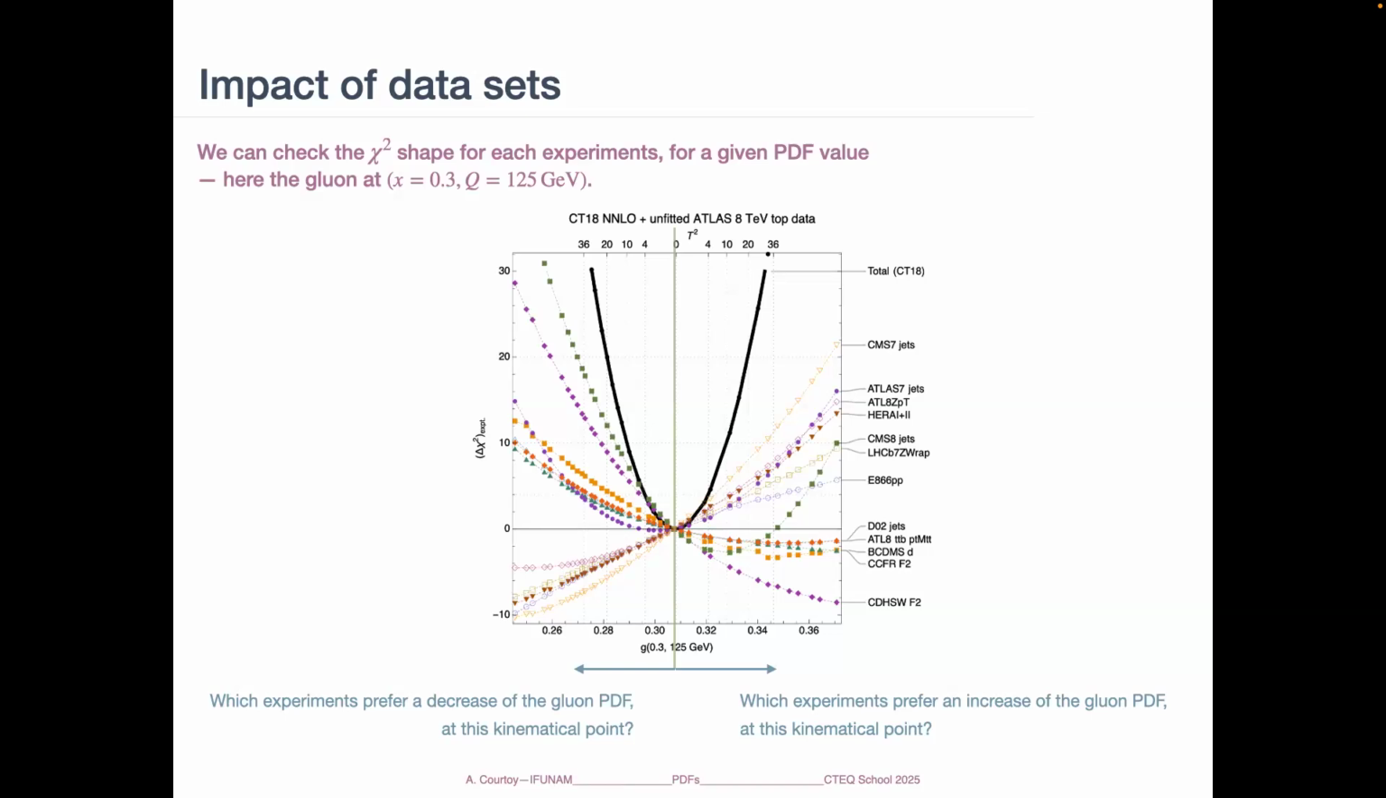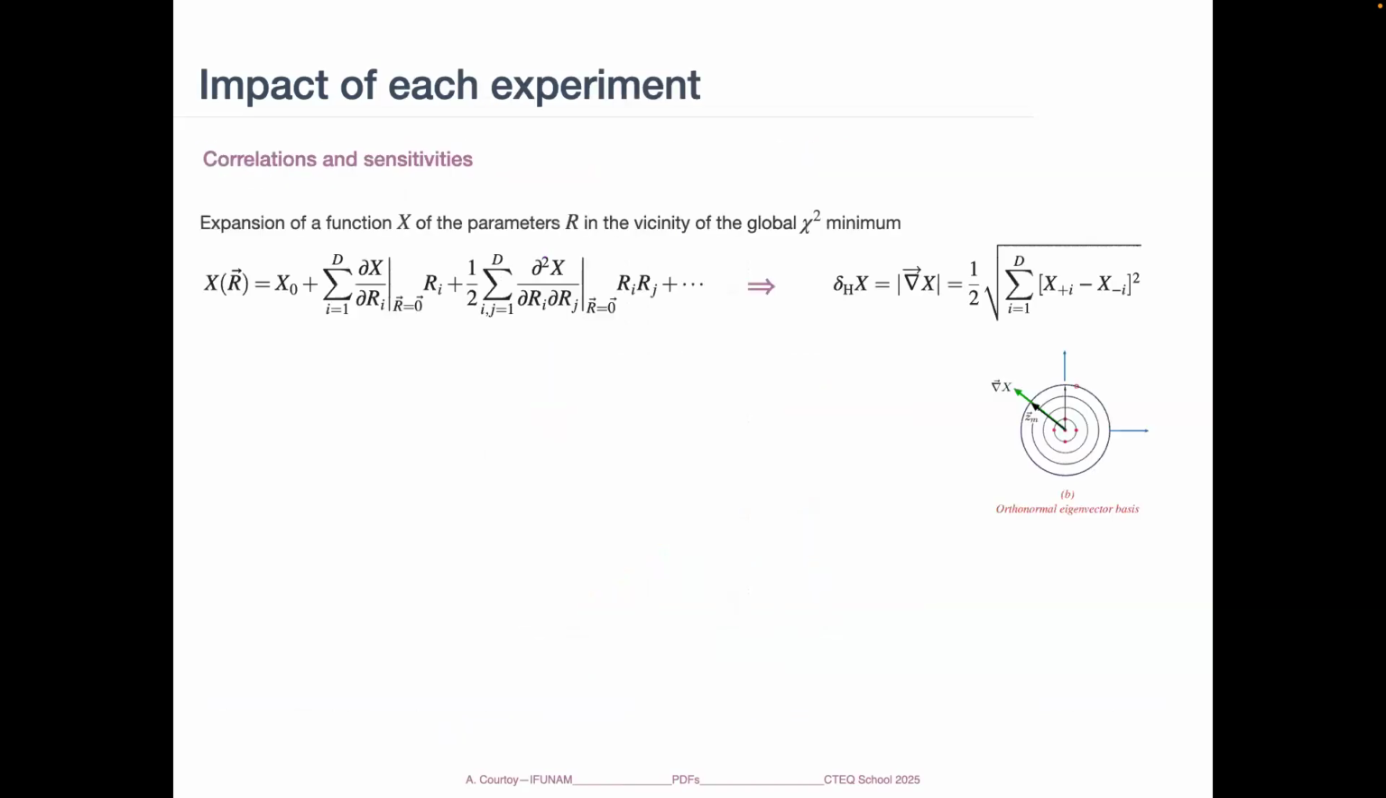If you go in that direction, you check which experiments prefer an increase of the value of the gluon PDF at that x and Q, and which experiment would like the gluon to be larger or smaller in that specific region. You can see those experiments that have a minimum, like this one here, would prefer that, and some others would prefer it to be smaller. That's called a Lagrange multiplier scan. It's a bit complex to do.